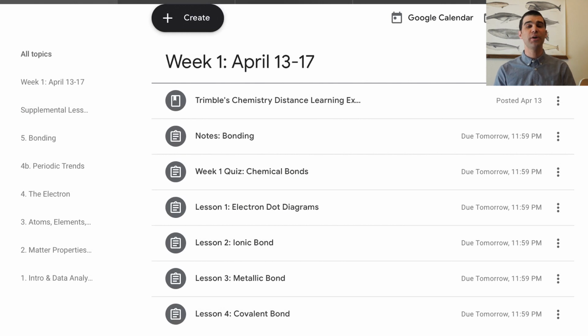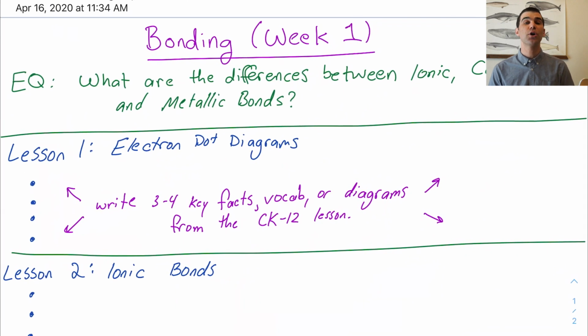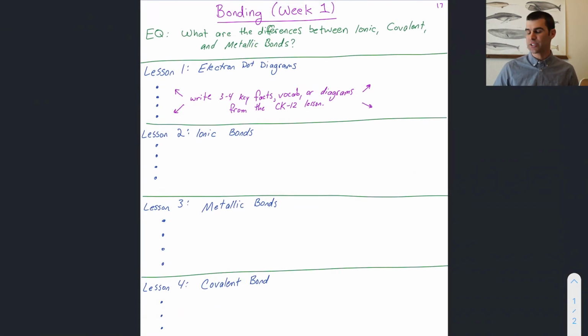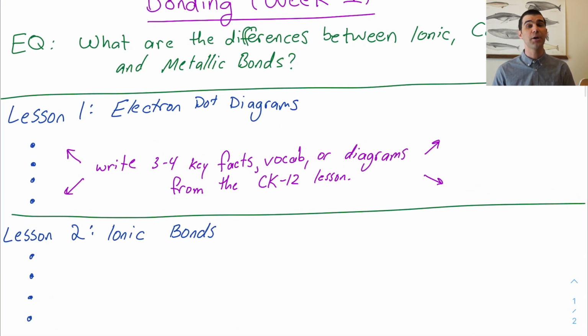Okay, so the first thing you want to do, pull out your notebook, flip open to your next available page, and you're going to see there something that says Notes Bonding. So when you click on that, it's going to ask you to start just one page of notes for the week. I have set up a nice little skeleton. You're going to write the essential question: what are the differences between ionic, covalent, and metallic bonds?